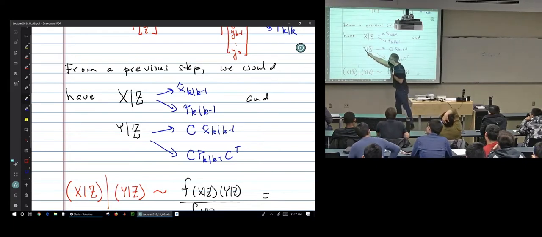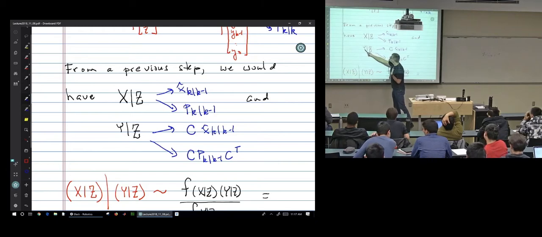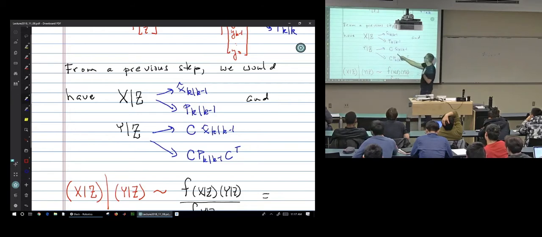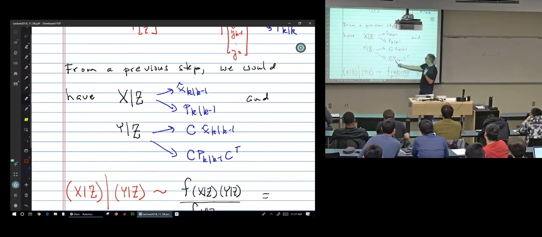So we will calculate the conditional density of y at time k given all of the measurements up to time k minus 1. And that will just be c times the conditional mean of x at time k given all the measurements at k minus 1. And then it will be c times the covariance of x at time k given k minus 1 c transpose.